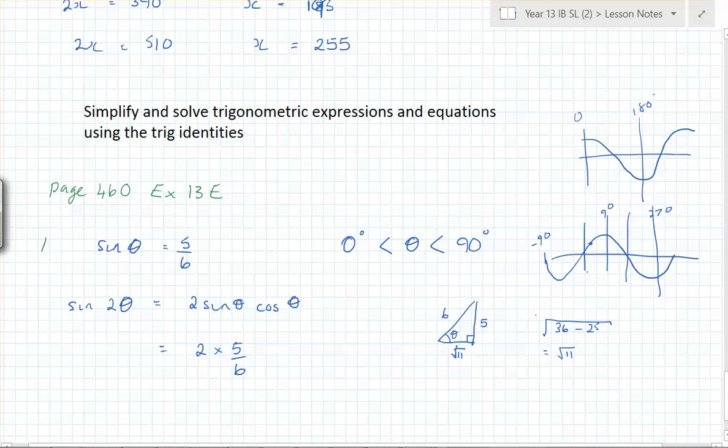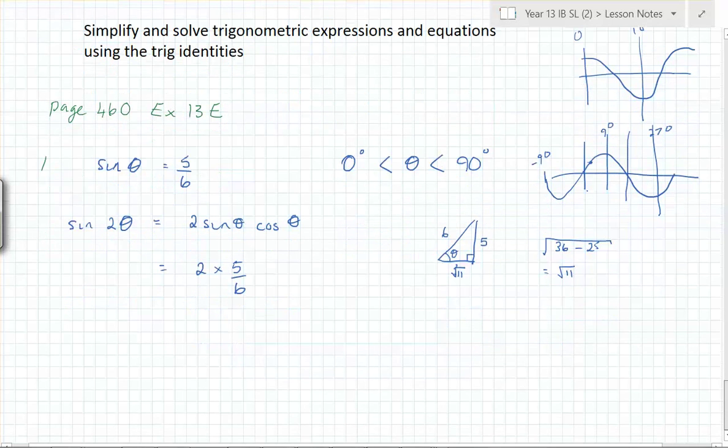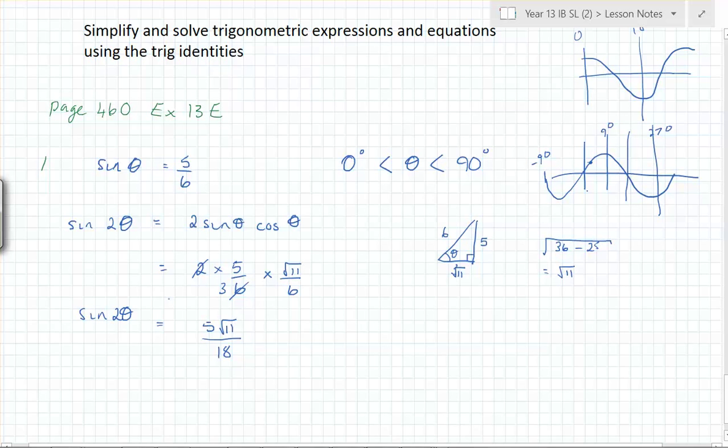You're all happy with the root 11 thing, I take it. I don't need to go into detail. So then, using that, we've just got times cosine, which is root 11 over 6. So the 2 cancels with that, so it becomes 3. So I've got 5 root 11 over 18. So that's sine 2 theta. Why is it over 6? Because it was cos, and cos theta is adjacent over hypotenuse.